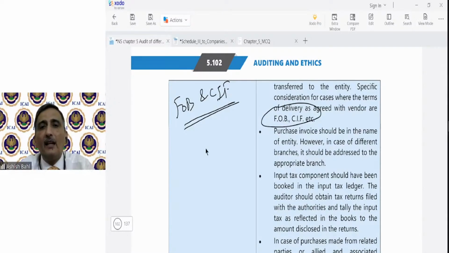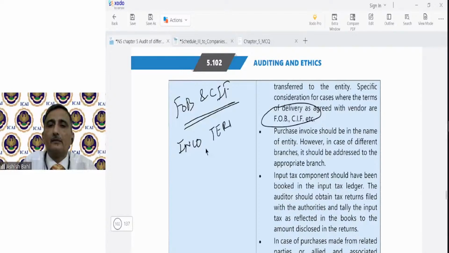Yes, anybody, do you know about FOB and CIF? So FOB, students, FOB and CIF, these are two Incoterms. These are two Incoterms. So Inco means international commerce.